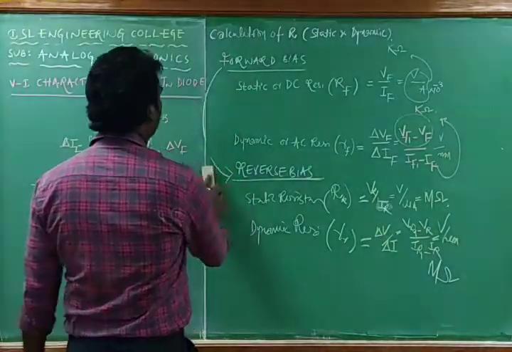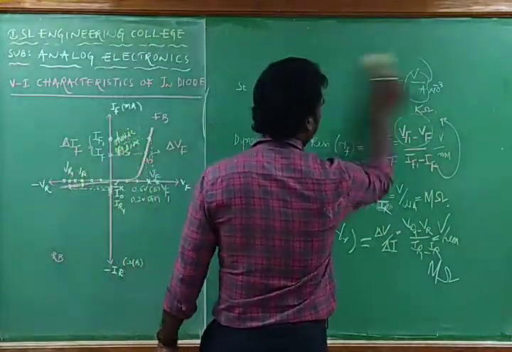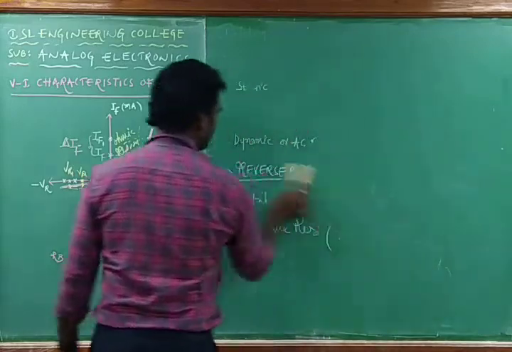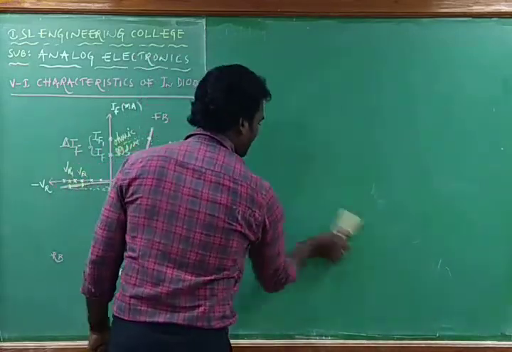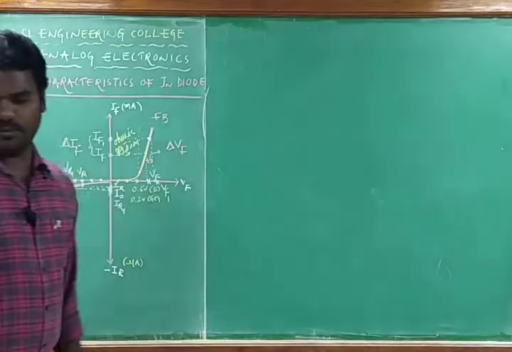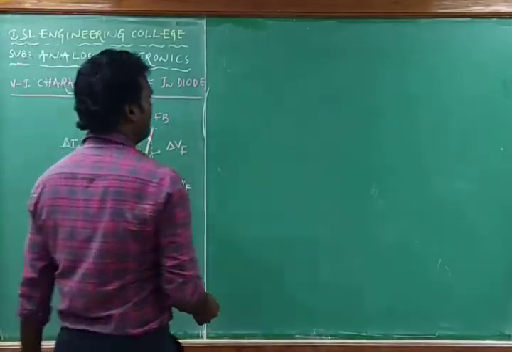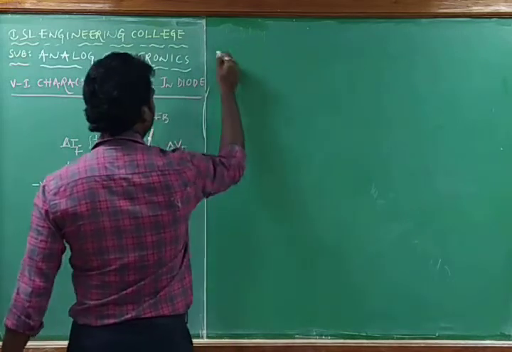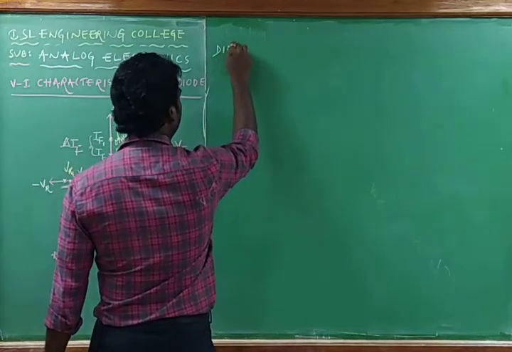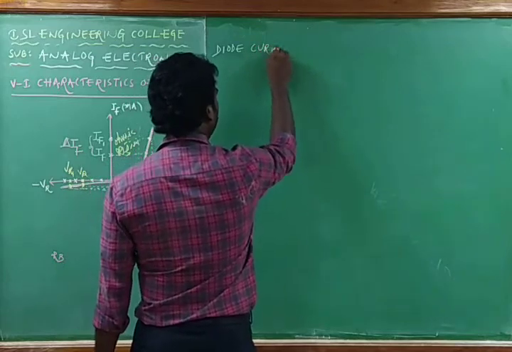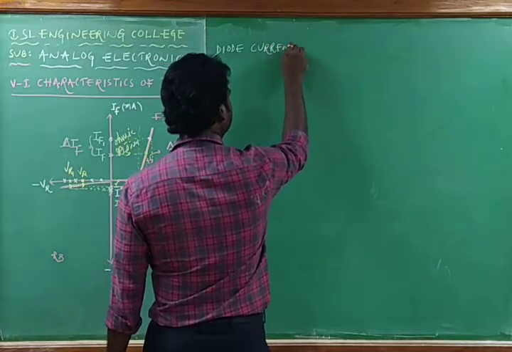Then there is one more important thing we have to discuss, that is called the diode current equation. Based on the diode current equation, you will be asked a problem for 2 or 3 marks. Next topic, in continuation to the VI characteristics of PN junction diode, is the diode current equation.